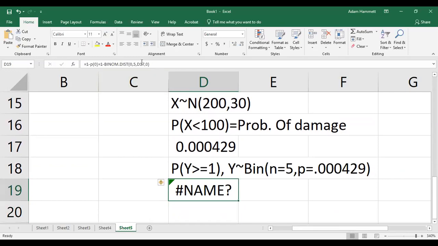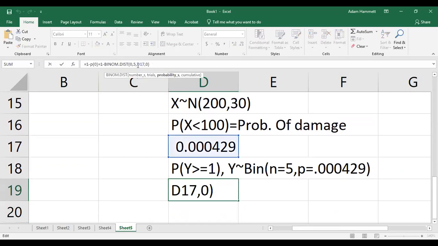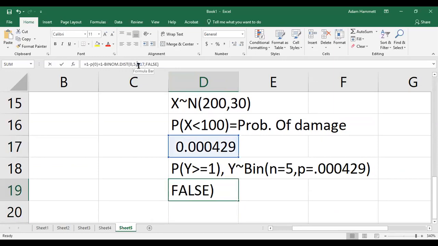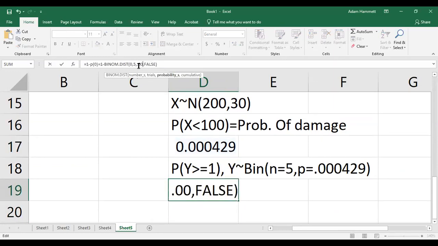Okay, what's wrong with this thing? So probability of success, trials, number of successes, cumulative, false. I just want false. What is wrong with this thing? Maybe it doesn't like the fact that I've put this thing in there. Maybe I'll just go 0.000429. Sorry, guys.